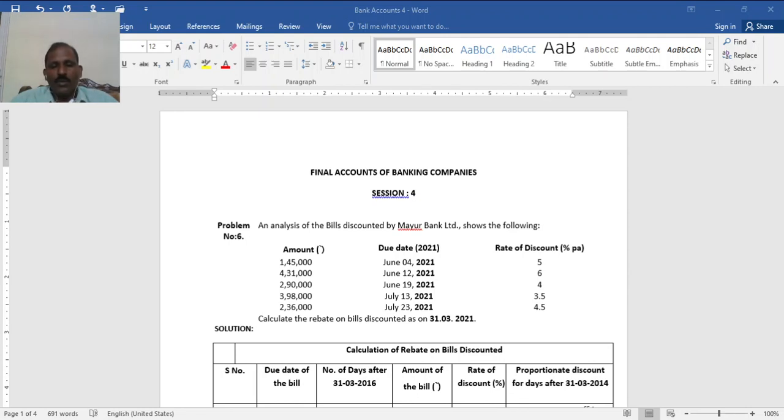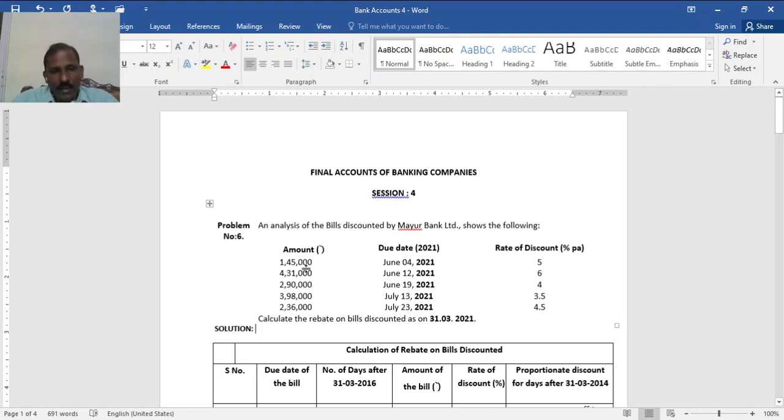First of all, let me go through problem number 6, the first one on this slide. An analysis of bills discounted by Mayur Bank Limited shows the following. See, different bills having different amounts are discounted on different days. Now you have to calculate by taking into account the period ranging from the last day of accounting, that is 31st March, till the date of maturity, and calculate discount at this rate for the unexpired period. In a table, when you calculate each case and total it, you get the total amount of rebate.